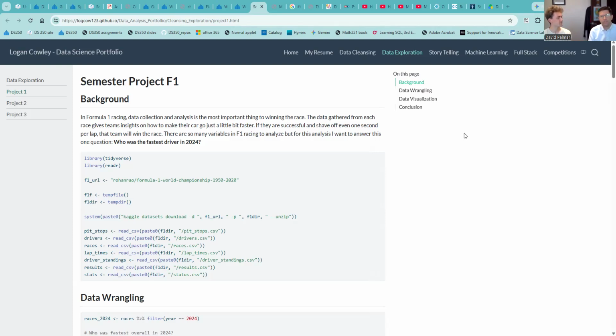Yeah. Where did your data come from? Yeah. So there's this Kaggle data set that has all the Formula One seasons from 1950 all the way to 2024, which was the most recent one. And so I decided to focus on the most recent, 2024.